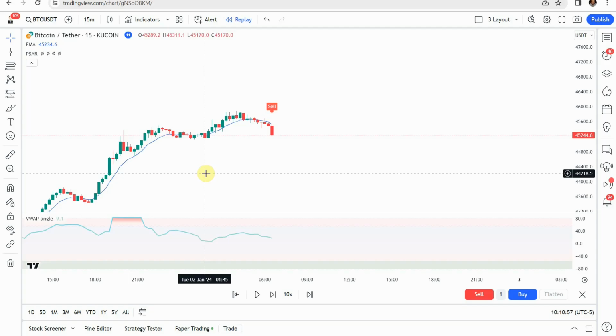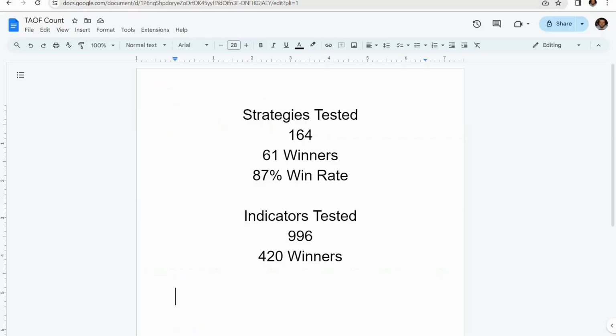Alright, as I said, today we'll be testing a 15-minute crypto scalping strategy. Before we do though, I wanted to put the testing scoreboard up for everyone to see. So to date, we have tested a total of 164 different strategies, with 61 of them being winners. The best one so far was able to achieve an 87% win rate. That was achieved using the Academy of Forex indicator. We've also tested a total of 996 indicators, with 420 of them being winners.